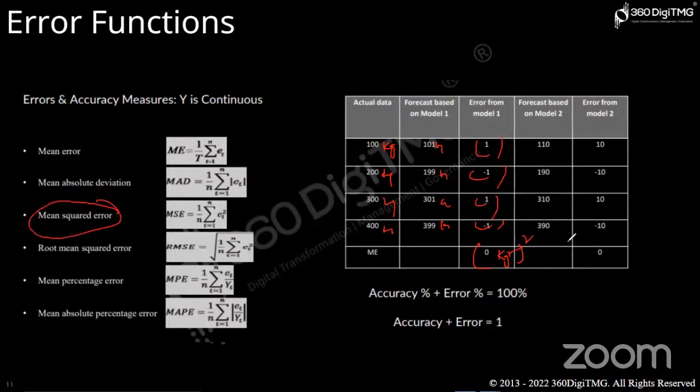In case of mean squared error, there is a chance that the scale will be changed. So in that case, we have taken RMSE, root mean squared error. So these are all different factors to measure your error value. Mostly we are going to take the RMSE value.